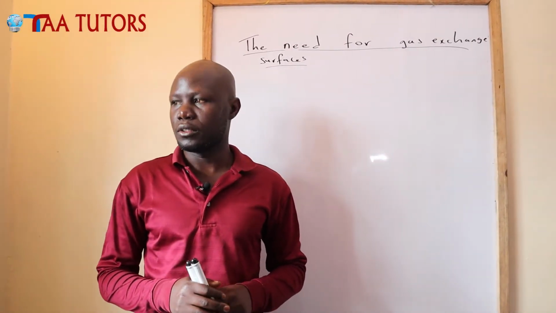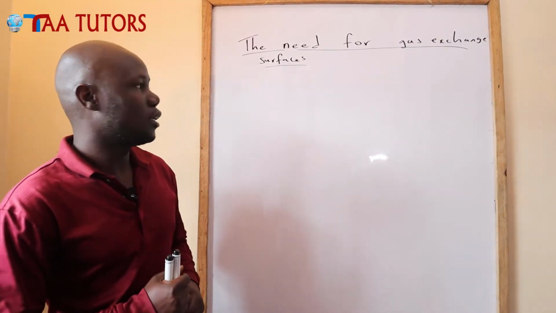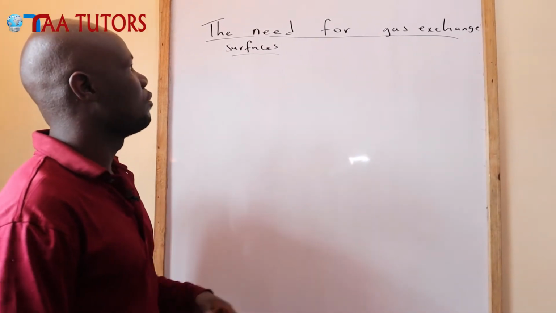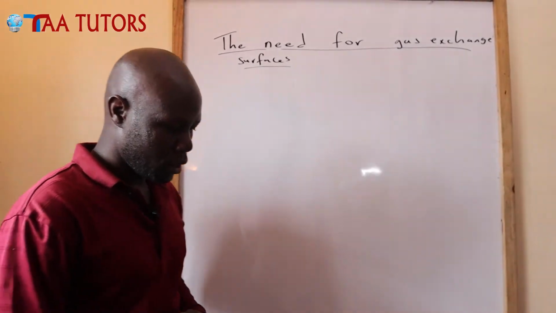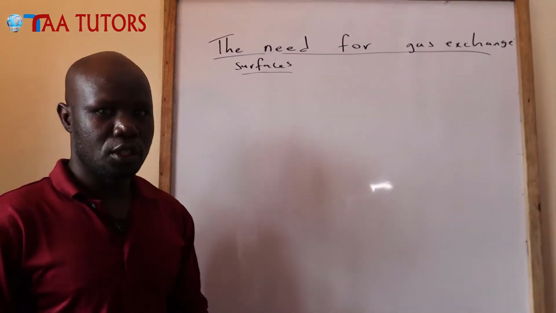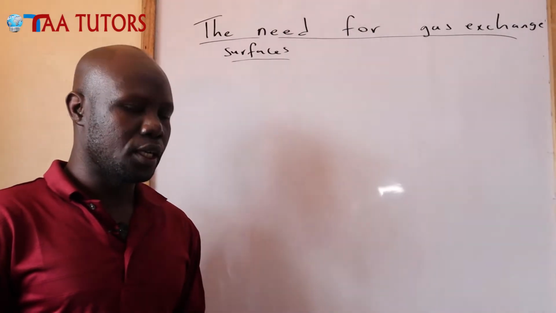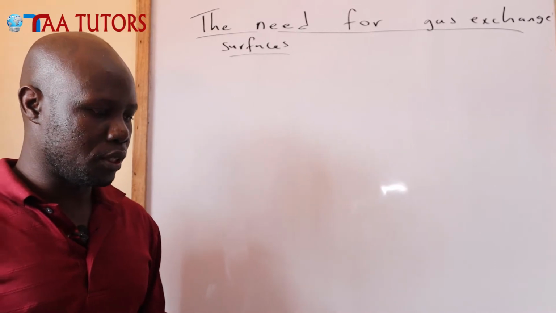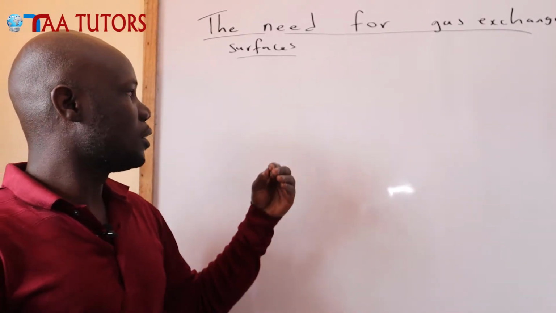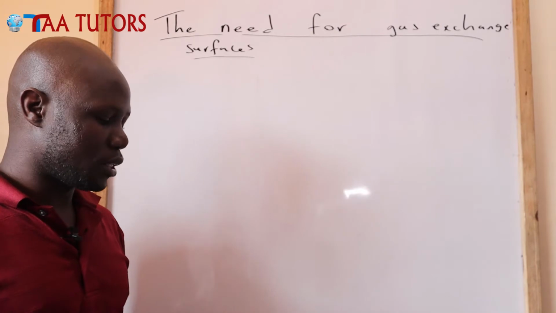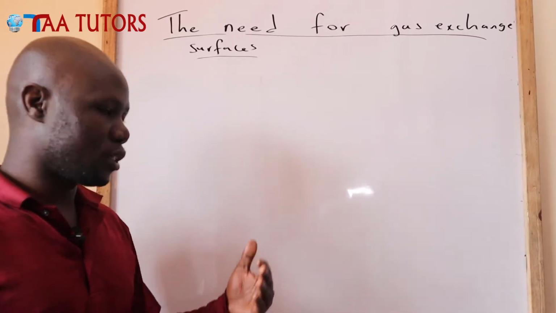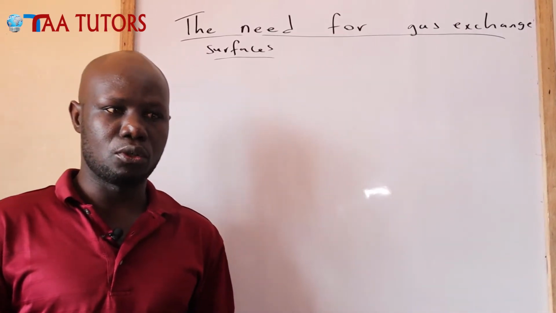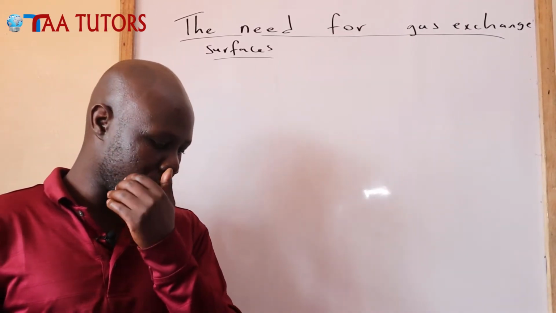Welcome to this session. I want us to look at the new subtopic that we are supposed to take on, that is the need for gas exchange surfaces. Now we know that living organisms do respire, and respiration normally needs oxygen as a substrate. For the oxygen to be taken in, it must pass through a surface. So there is that taking in of oxygen during respiration, which the organism needs, and also the release of carbon dioxide as a byproduct.